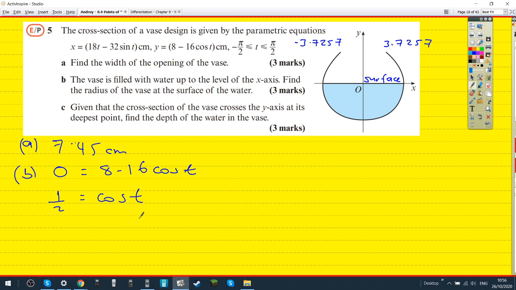And then I'm guessing I don't need to solve for t here. I'm guessing you do need to solve for t. So arc cos of a half equals t. And that's a third pi. Okay.